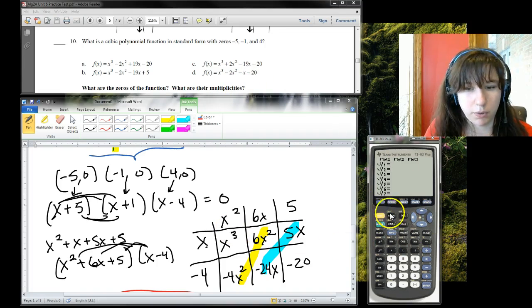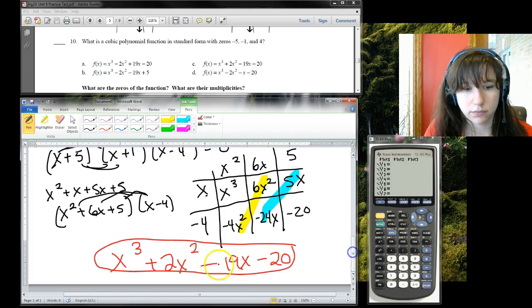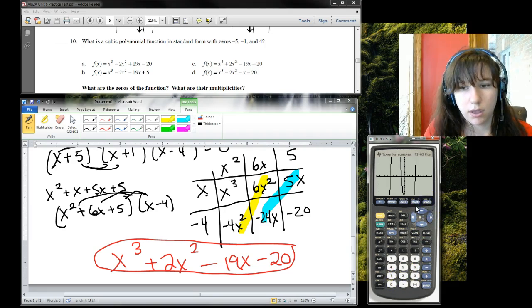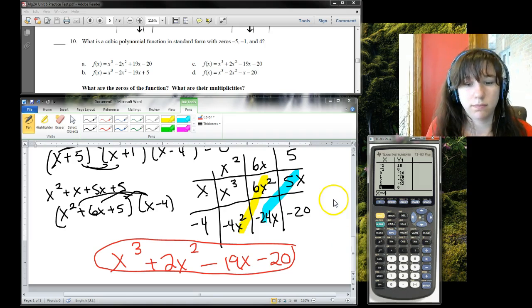So let's just check our work. We had x to the third plus 2x squared minus 19x minus 20. And then let's look at our table and just make sure, okay, I got a -5, a -1, and a 4. So that's confirming that C is my right answer.